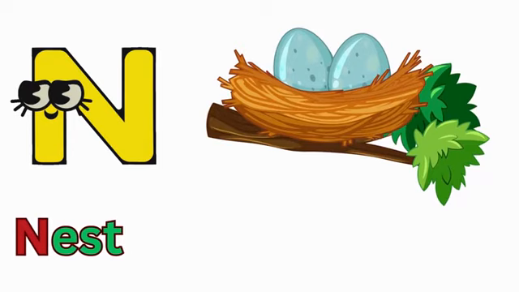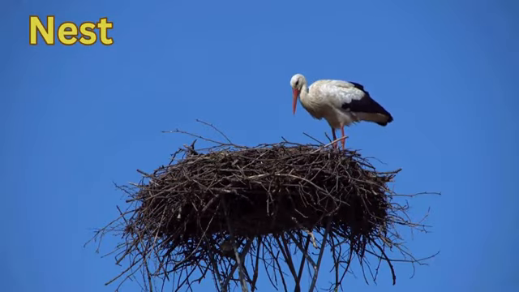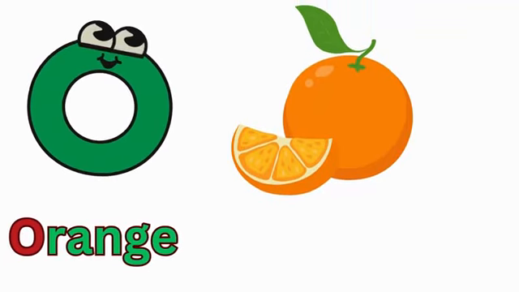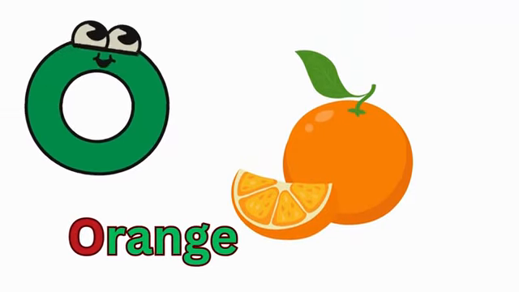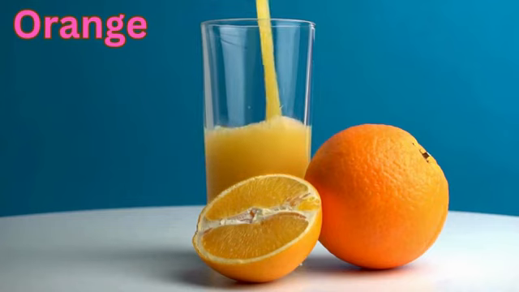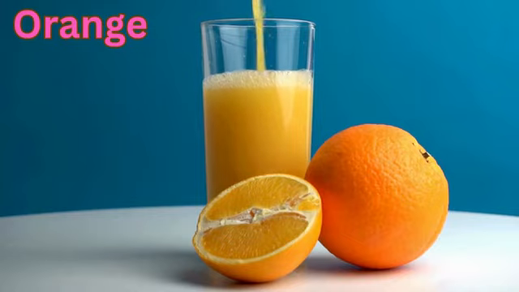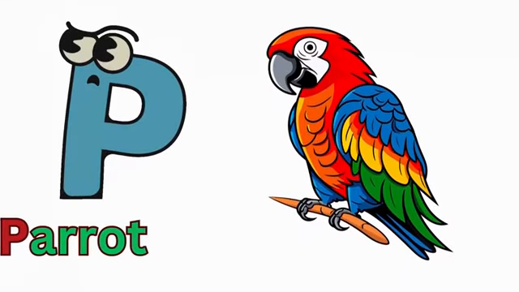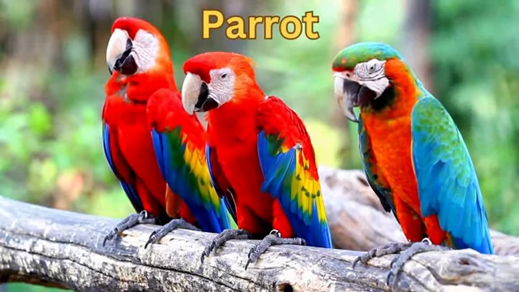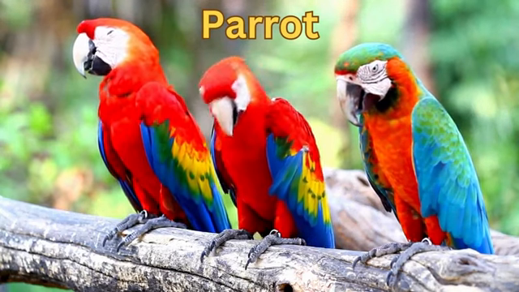N. N for nest. Nest. O. O for orange. Orange. P. P for parrot. Parrot.